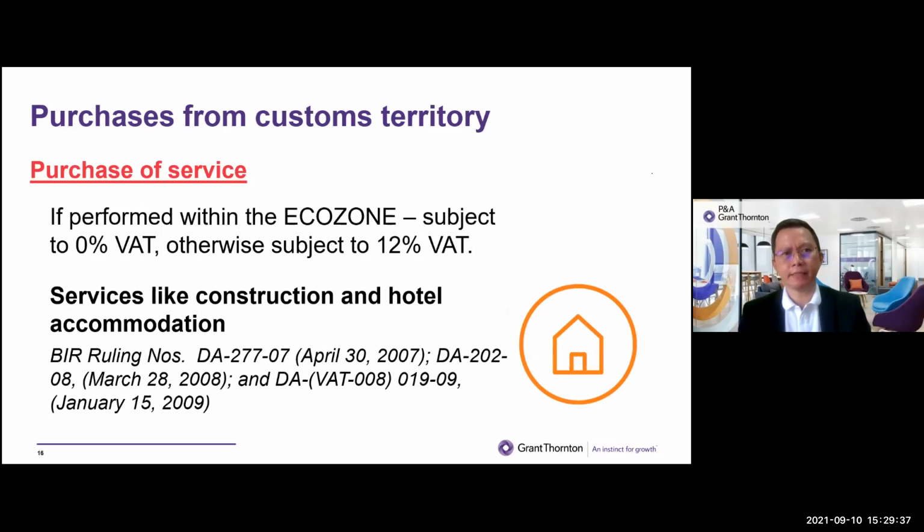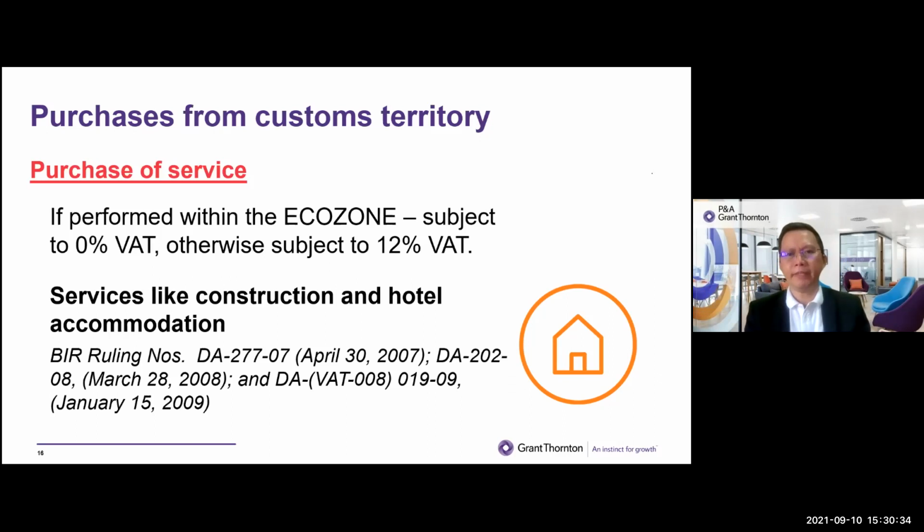Purchase of services, if performed within the Ecozone: if the services were effectively performed inside the Ecozone, it should be subject to 0%. Otherwise, it will be subject to 12% VAT. What are the examples of purchase of services that should be subjected to 12% VAT? Based on these rulings, one example is a PEZA company engaging a construction company to construct a building or a plant for its client, but that client is not a PEZA company. So it is rendered to a non-PEZA, performed not inside the Ecozone but outside the Ecozone. Therefore, it was treated as a vatable transaction subject to 12%.